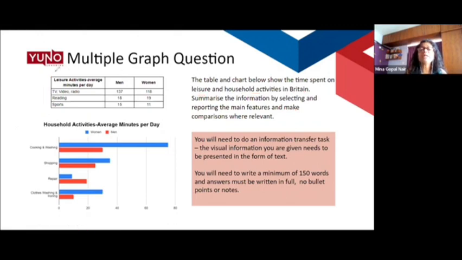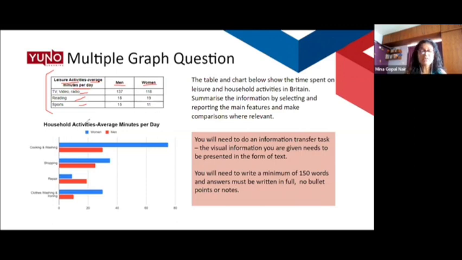So I'll just explain it to you first. The first graph is a table. It is talking about leisure activities, average minutes per day. So it is the time that men and women spend on leisure activities, and they've given a breakup of the activities. The first one is TV, video, and radio. The second activity is reading, and the third activity is sports. Now they've given the time spent by men and women individually. This is the first graph, which is a table.